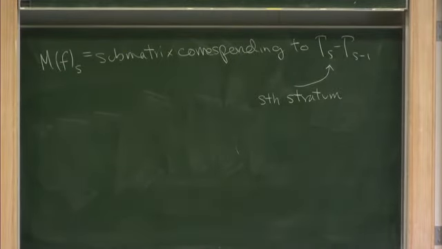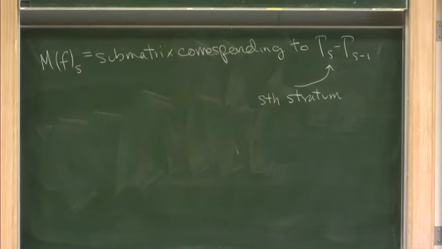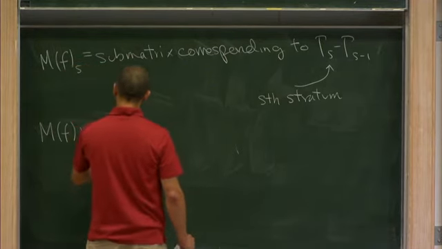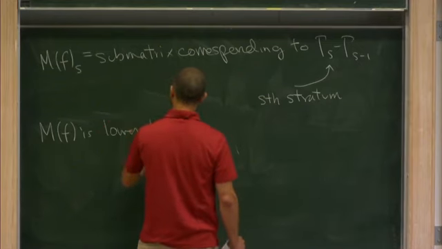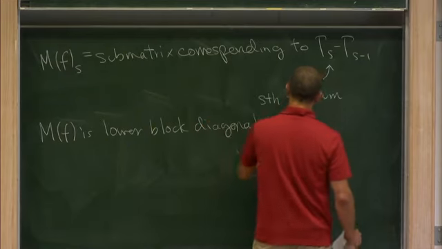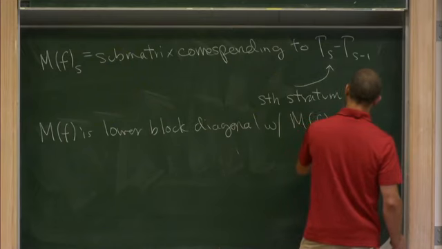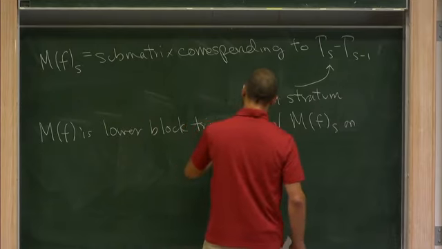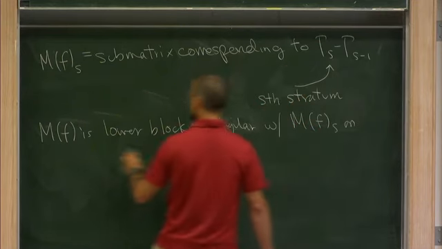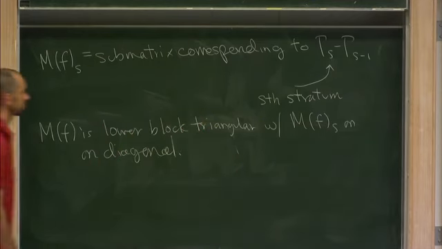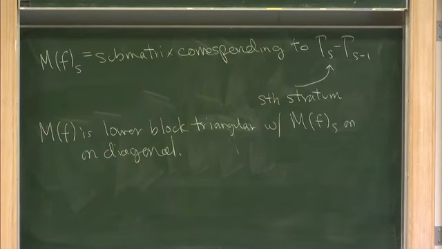Okay. And the observation then is that this matrix is lower block diagonal with these submatrices on the diagonal. Oh, sorry, lower block triangular, with these submatrices on the diagonal. Okay? Yeah, so that's sort of an important feature.